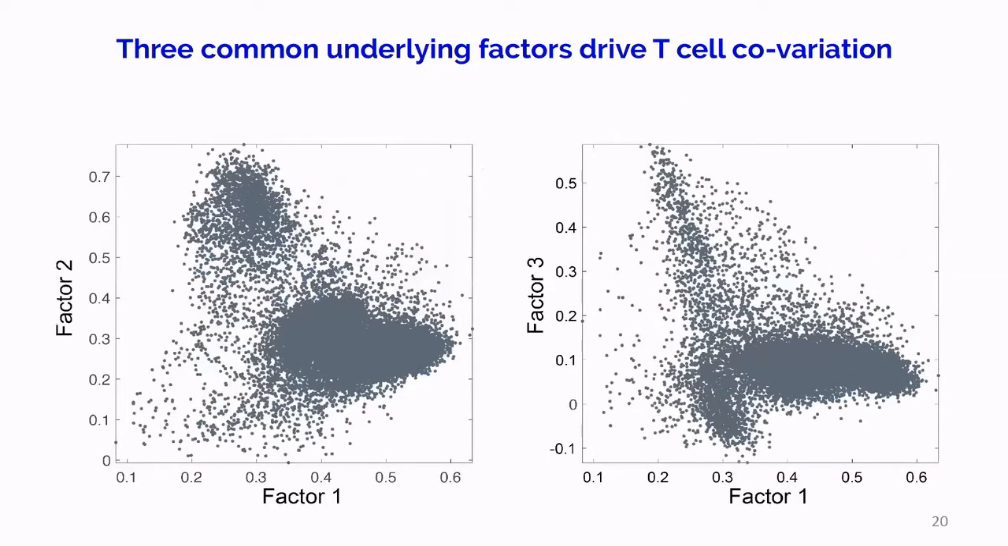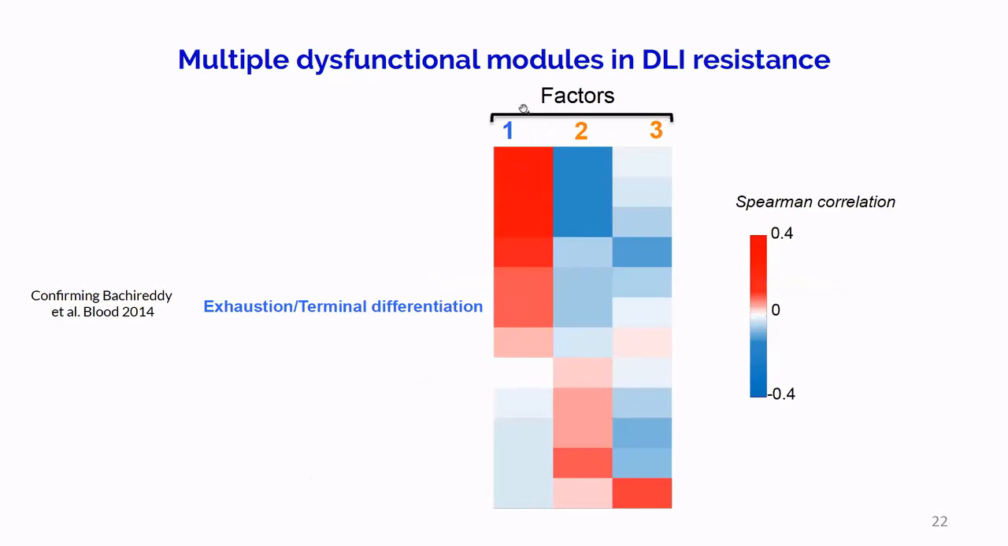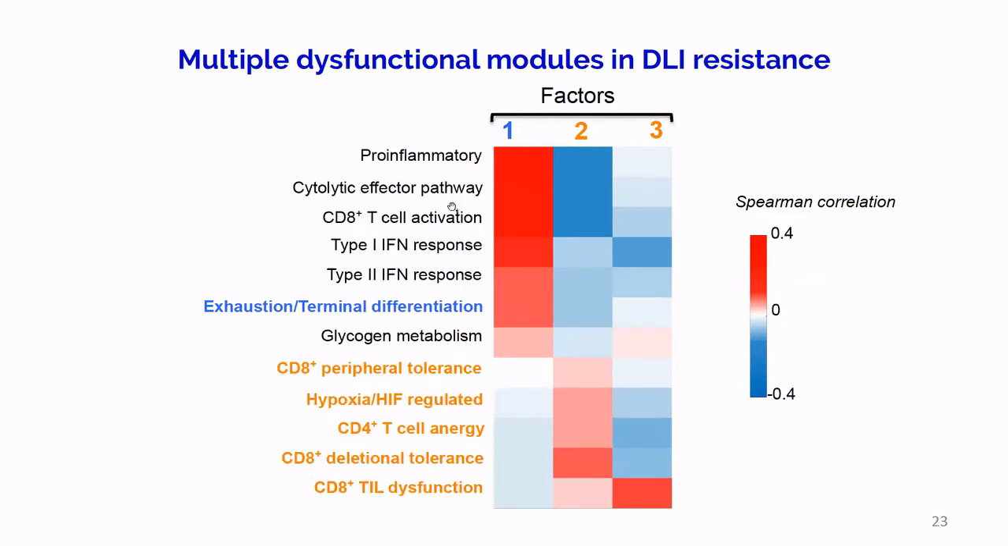So applying this method on our data, we found three major common factors that showed a separation of T cells enriched in non-responders from T cells enriched in responders. And when we annotated the factors, we found factor 1 was associated with responders, and in addition to exhaustion, which was known before, was also enriched for T cell activation, interferon, glycogen metabolism. And factors 2 and 3, which were associated with non-responders, showed enrichment in different forms of T cell dysfunction, such as peripheral tolerance, hypoxia, T cell anergy, deletional tolerance, etc.